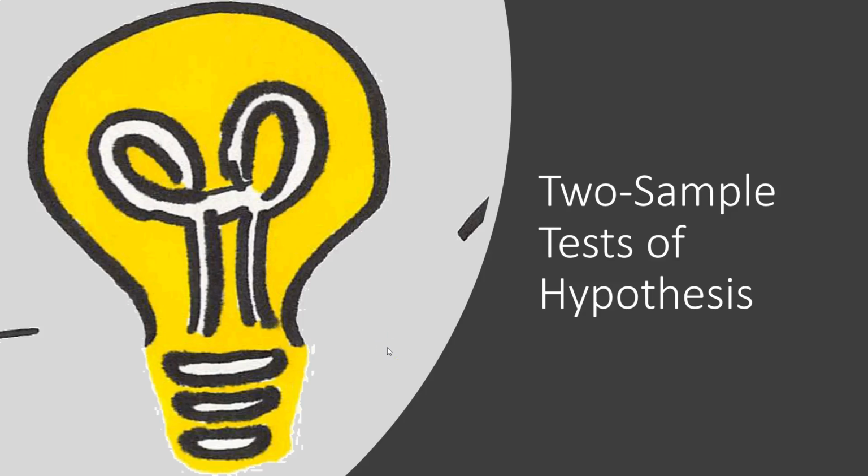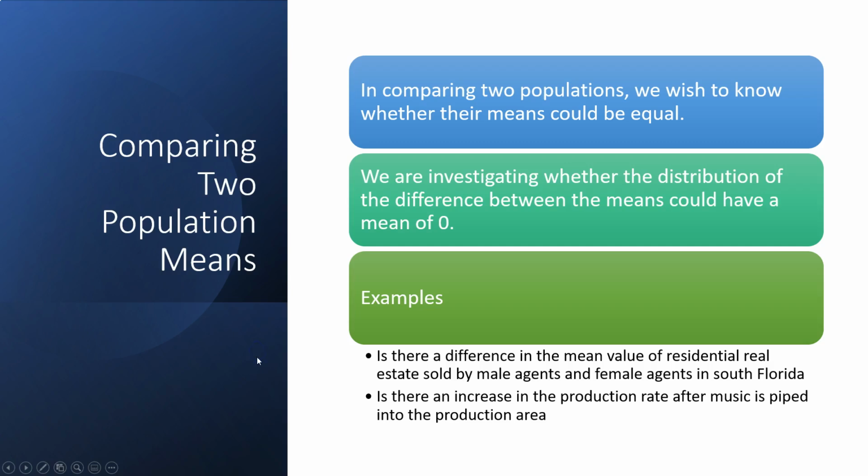This lecture goes into how we test hypotheses when we're comparing two samples together. When we do this, we select random samples from both populations to determine whether or not the population means are equal. So here we have some examples of questions that we might test.